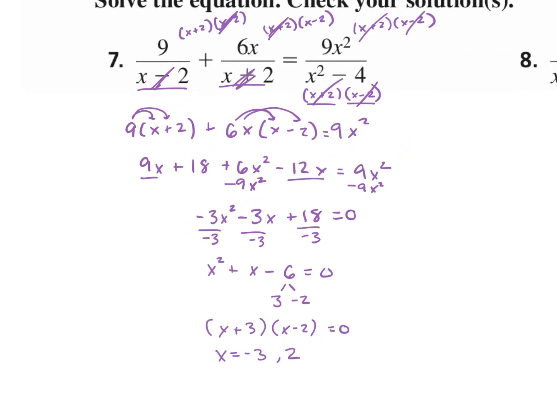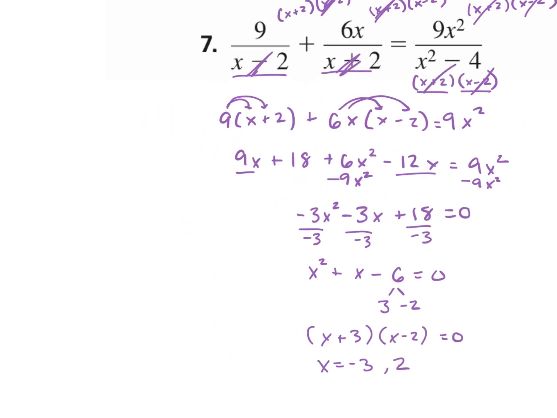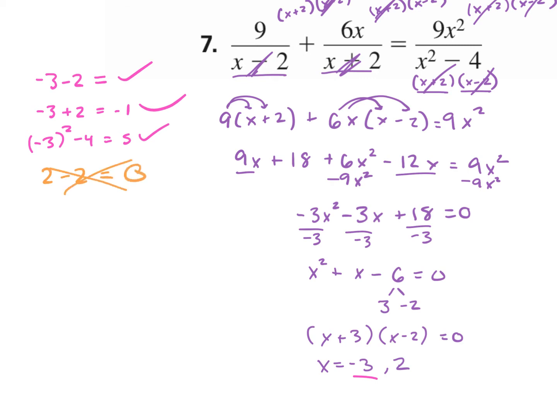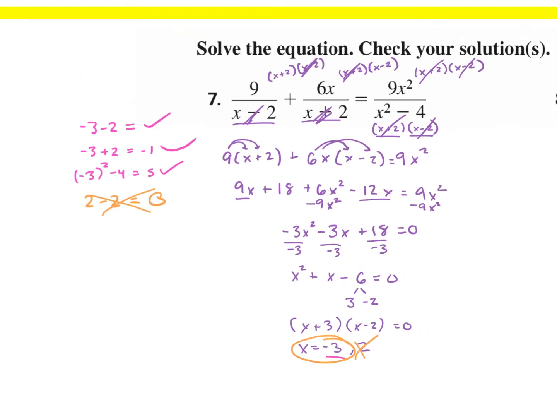So I want to plug both of these back in to check for extraneous solutions. So I can plug in negative 3. So negative 3 minus 2, not 0, so we're good there. Negative 3 plus 2, that's negative 1, not 0, so we're good there. And negative 3 squared minus 4, that would be 5, not 0, so we're good. Now let's plug in 2. So 2 minus 2, oh no, we get 0, not good, 2 does not work. So our only answer is x is equal to negative 3.